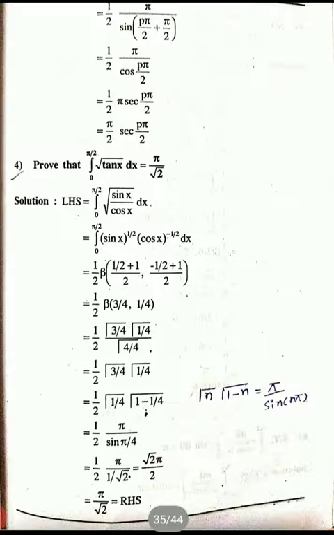Here once again applying the relation between beta and gamma functions. 1 by 2 gamma 3 by 4 gamma 1 by 4 over gamma of 3 by 4 plus 1 by 4, that is directly 4 by 4. Gamma 1 is 1, so the remaining is 1 by 2 gamma 3 by 4 into gamma 1 by 4. Here we cannot cancel the terms, and it is not in the form of 1; the denominator is in the form of 4, not 2.